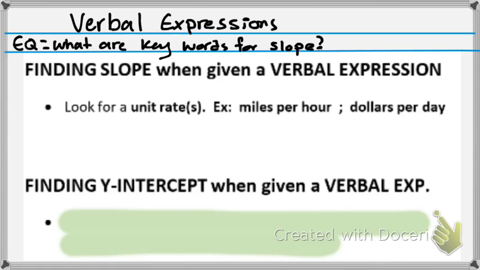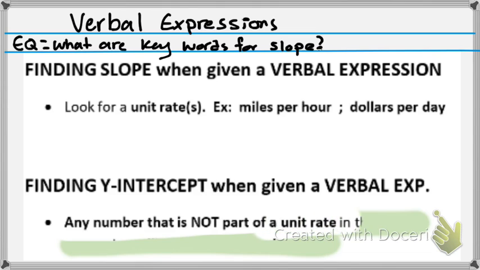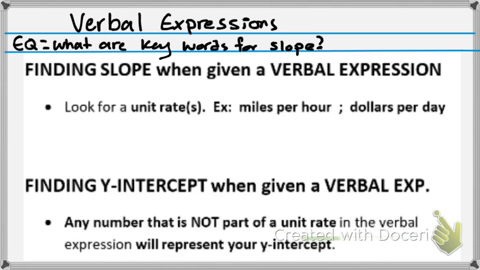Okay. To find a y-intercept when given a verbal expression, any number that is not part of the unit rate is in the verbal expression, and that will represent your y-intercept. And so we kind of saw that yesterday and the day before, that if it wasn't the rate, it was the y-intercept.